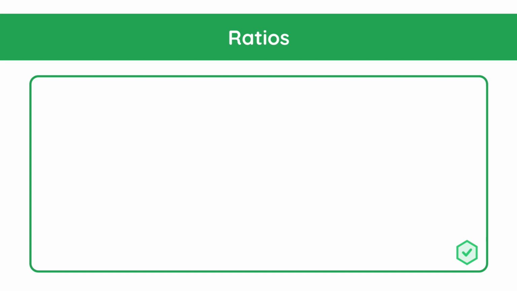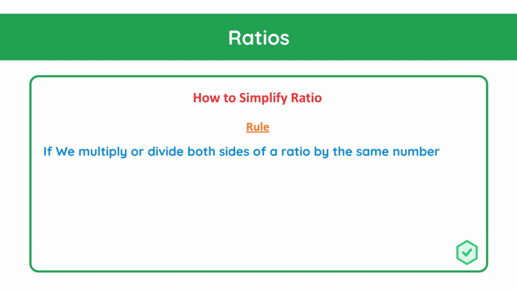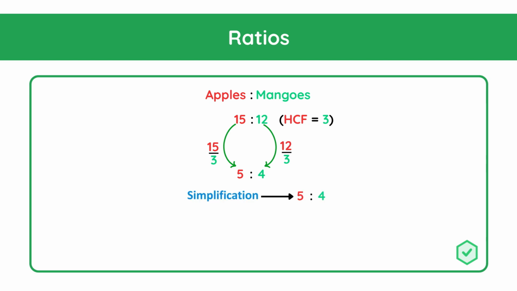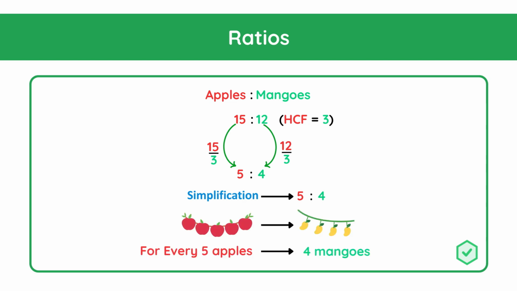The next important thing to remember is how to simplify a ratio. The rule is simple: if we multiply or divide both sides of a ratio by the same number, the ratio still stays the same. So with 15 to 12, the highest common factor of 15 and 12 is 3. Divide both sides by 3. 15 divided by 3 is 5 and 12 divided by 3 is 4. So 15 to 12 simplifies to 5 to 4. What does 5 to 4 actually mean? It means for every 5 apples, there are 4 mangoes.